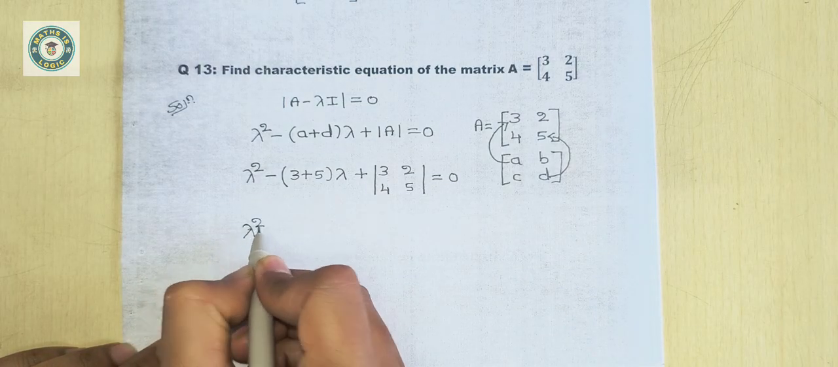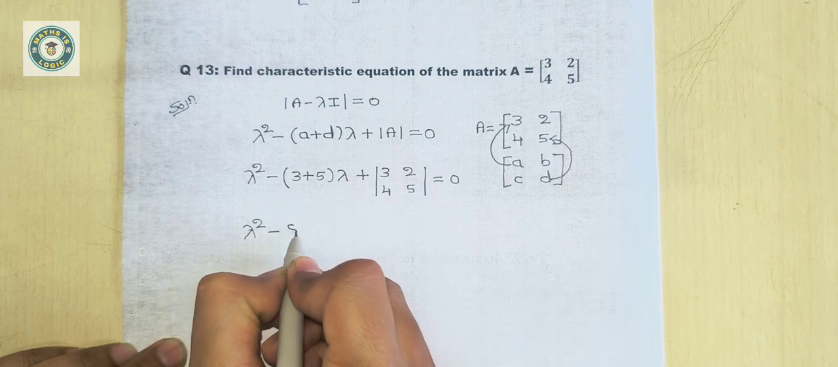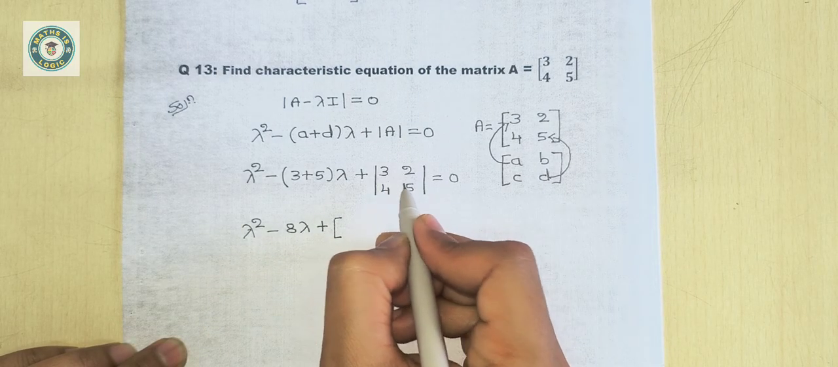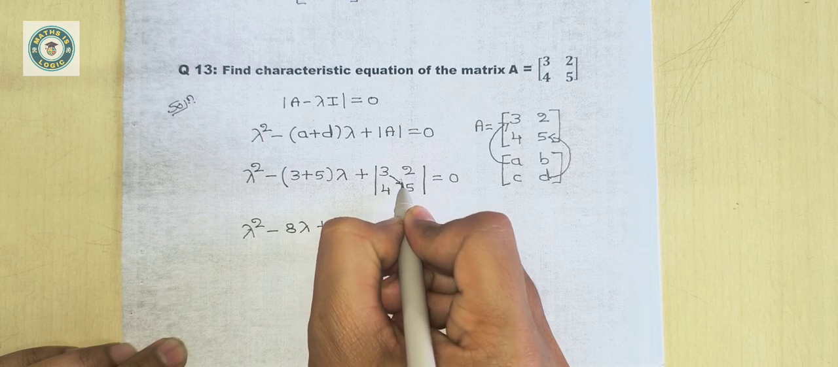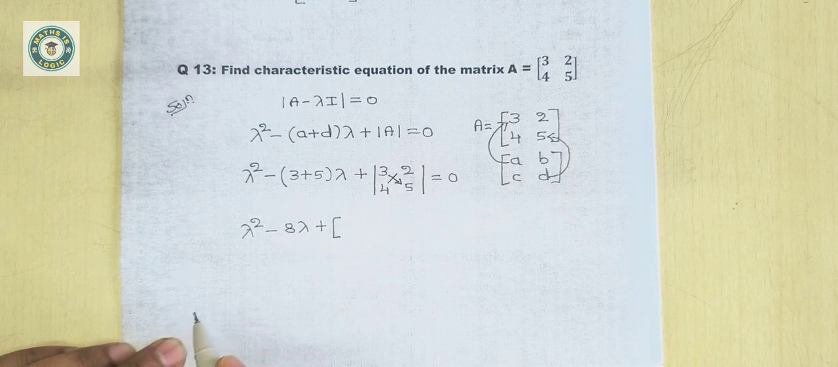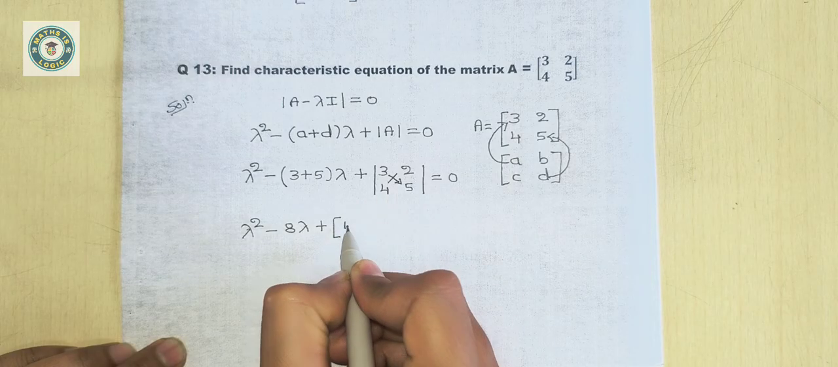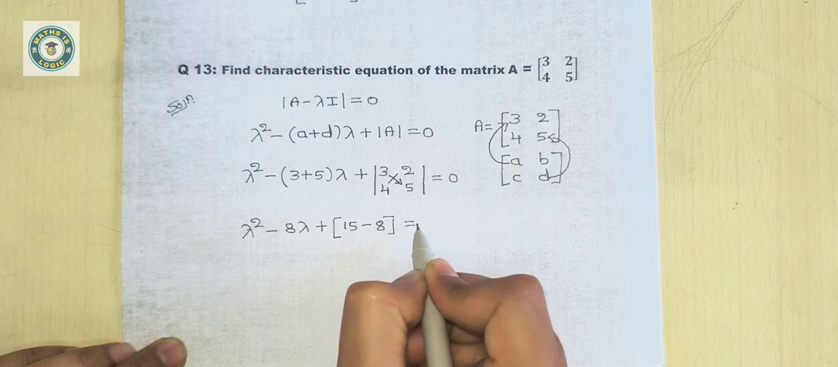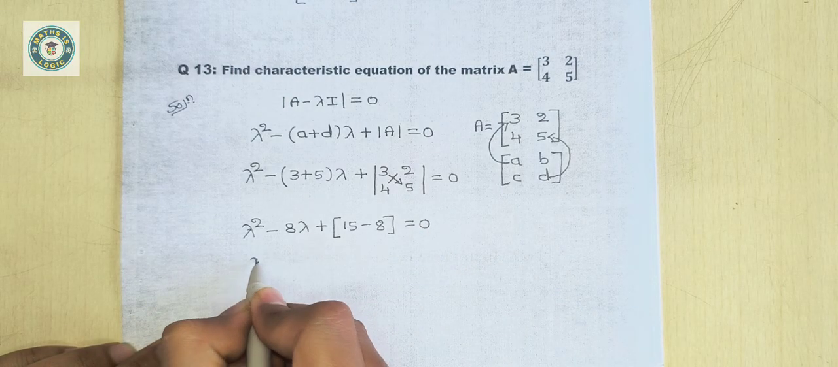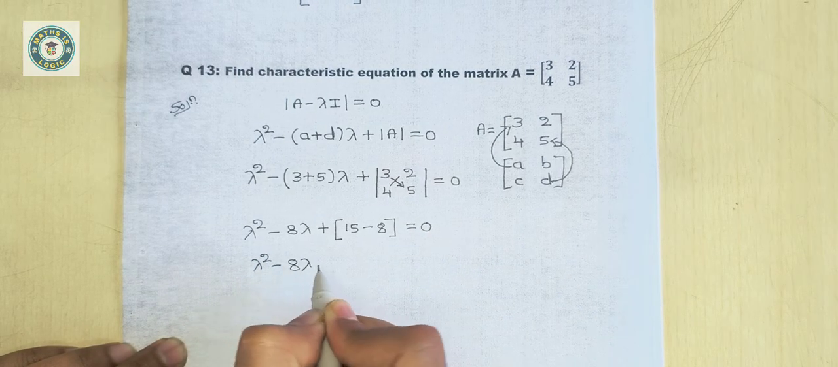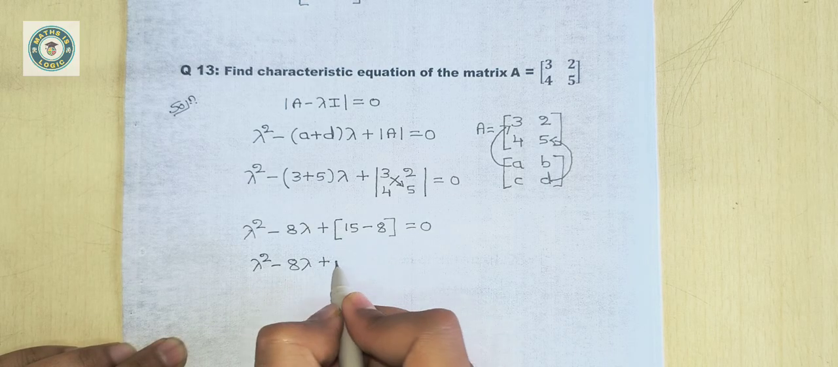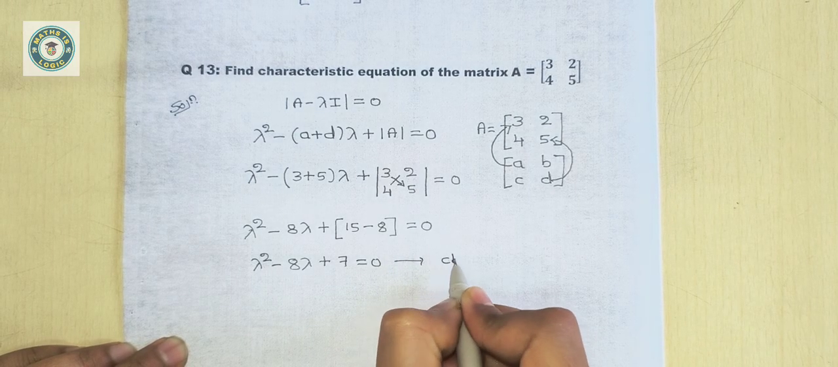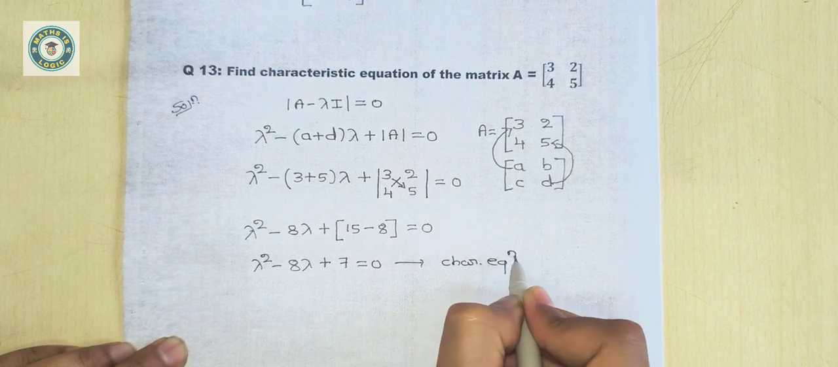Therefore it is lambda squared minus (3 plus 5 is how much? 8) lambda, plus, in bracket, apply the second order rule. What is the second order rule? Cross multiplication, middle always minus sign. 3 into 5 is 15, minus 4 into 2 is 8, equals 7? Therefore lambda squared minus 8 lambda plus (15 minus 8 is how much? 7) equals 0. So what do we call this? Characteristic equation.